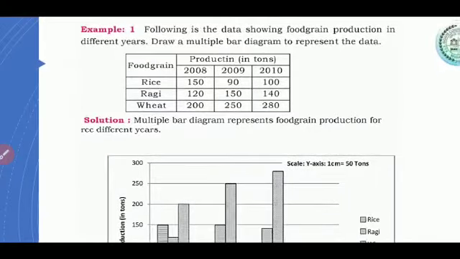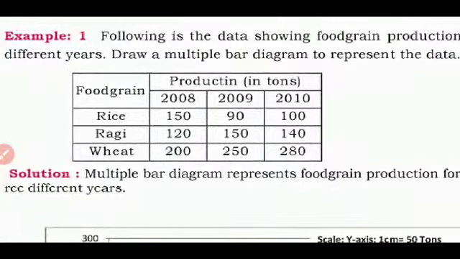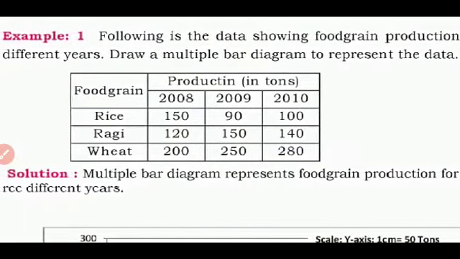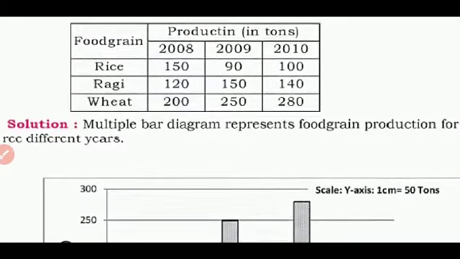Following is the data showing food grain production in different years. Draw a multiple bar diagram to represent the data. What is the question here? Food grain is given: rice, ragi, wheat. Production is given in tons for three different years, 2008, 2009 and 2010. You have the freedom to represent it in terms of years also. For example, for 2008 you can make rice, ragi, wheat, or for rice you can make 2008, 2009 and 2010.